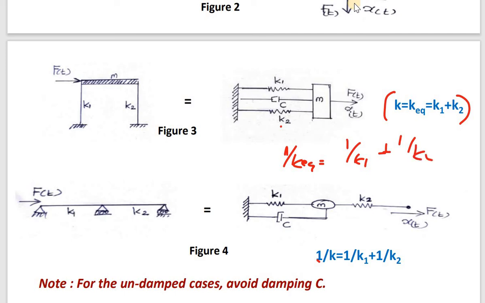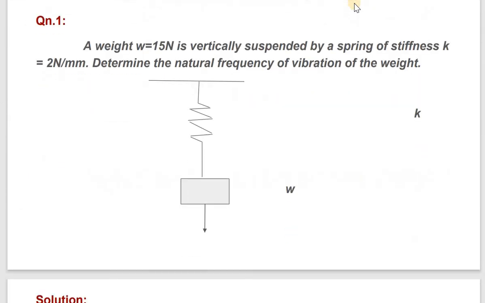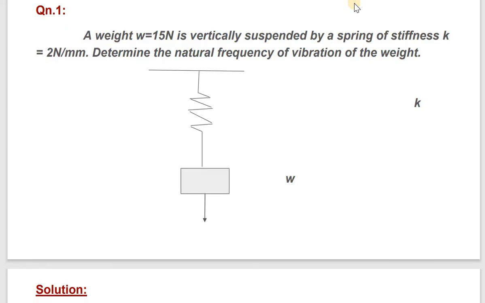While doing the problems, you will understand why I am telling like this. Now let us take an example of the first problem. A weight W, 15 Newton, is vertically suspended by a spring of stiffness K, 2 Newton per mm. So K is given. Find the natural frequency of vibration. A simple system is given.